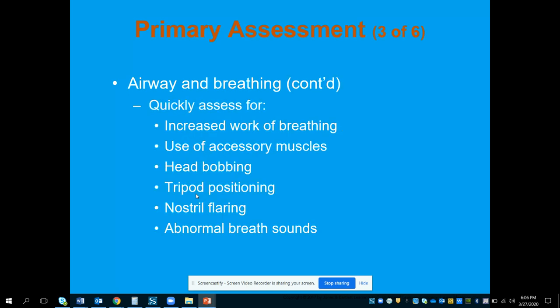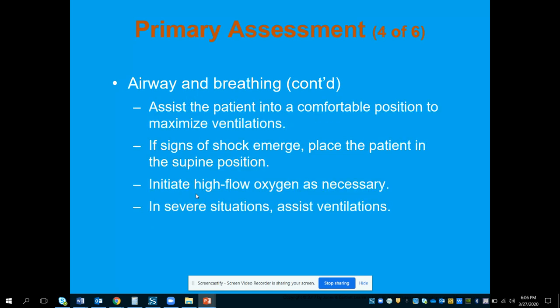So we're assessing for increased work of breathing, use of accessory muscles, head bobbing. Is the patient in a tripod position? Do they have nostril flaring, abnormal breath sounds? Again, stridor or wheezing are going to be some of the most common things for us to consider. We want to assist the patient into a comfortable position to help maximize ventilation.